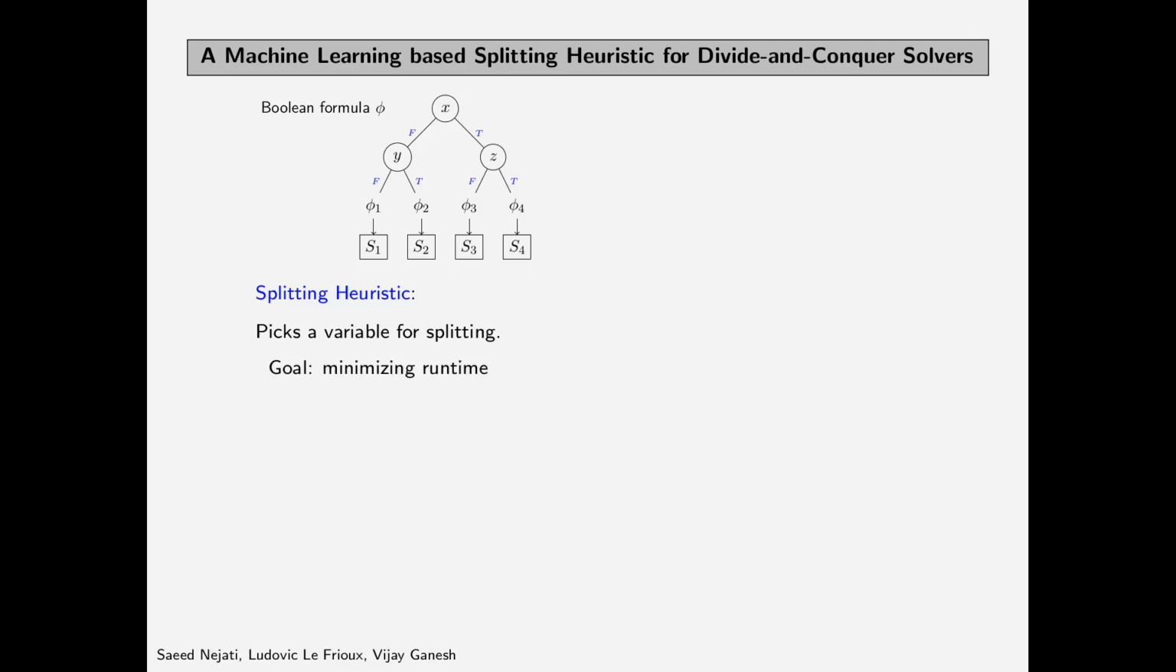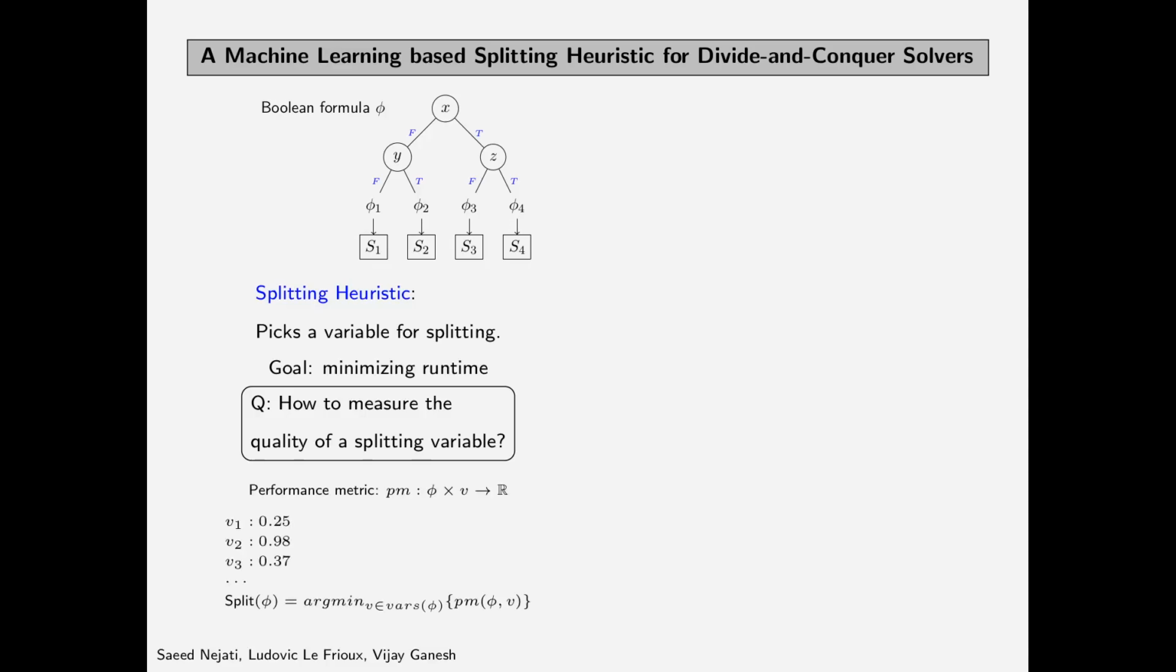The general goal of the splitting heuristic is to minimize the runtime, of course. But to be able to achieve this goal, we need to answer the question of how to measure the quality of a splitting variable. Generally, people quantify this using a performance metric function that, from a formula phi and a variable within that formula, assigns a real value to each variable. Then the splitting heuristic process becomes picking a variable that minimizes its performance metric.